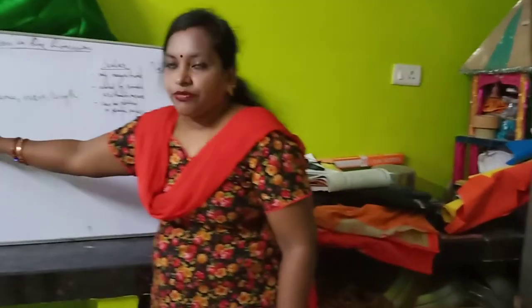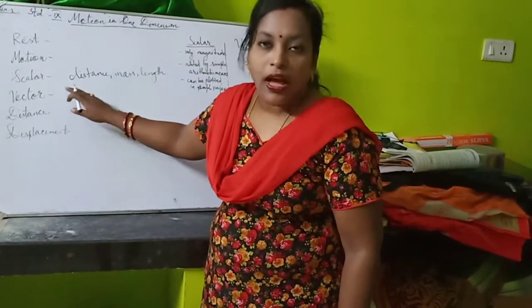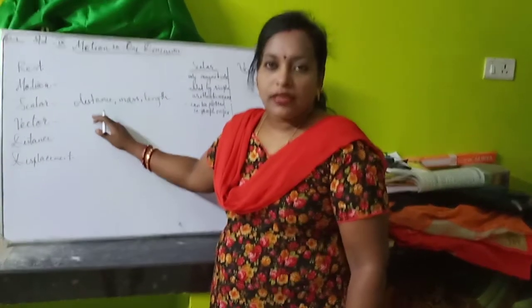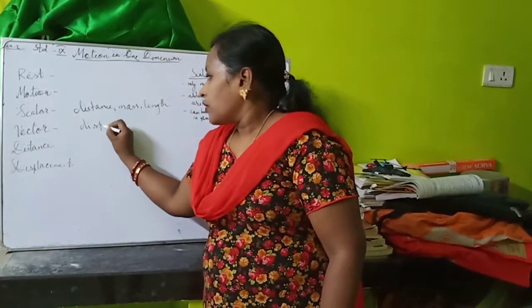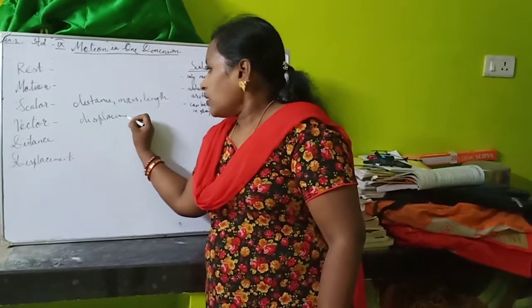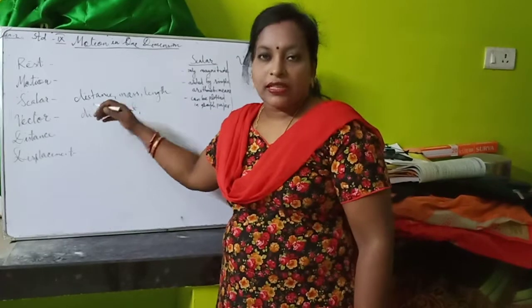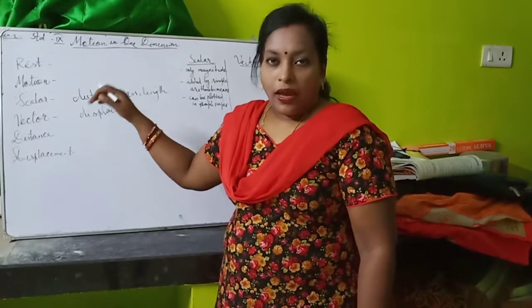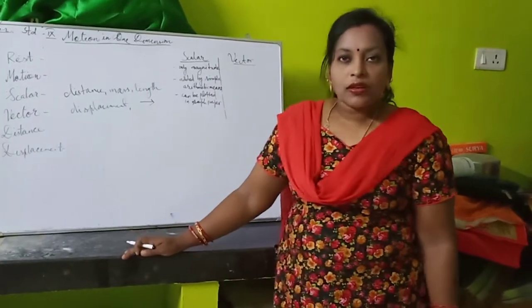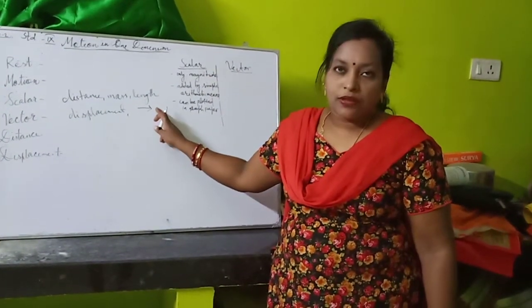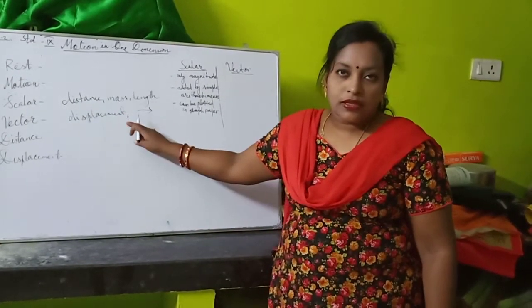Next comes vector quantities. The physical quantities which need both magnitude as well as direction are known as vector quantities. For example, displacement, velocity, these all come under this category, vector quantities. So whenever we are expressing a vector quantity, above the quantity we are putting an arrow. So over the head of the quantity we are putting the arrow. By seeing the arrow we can identify which is scalar, which is vector.